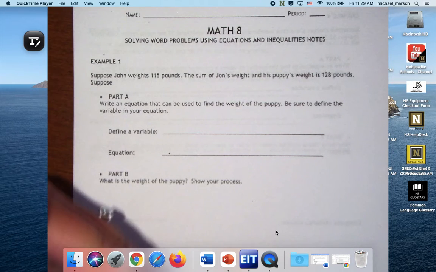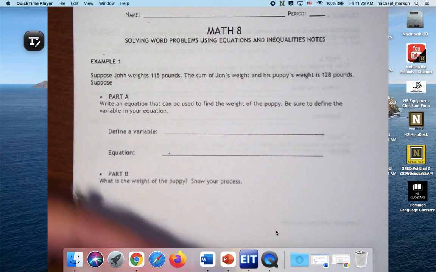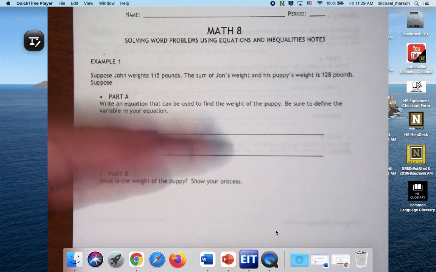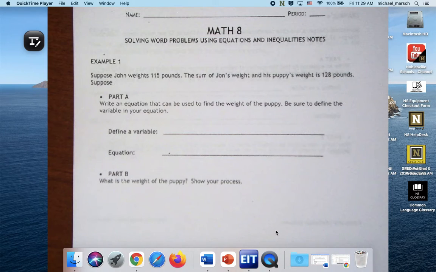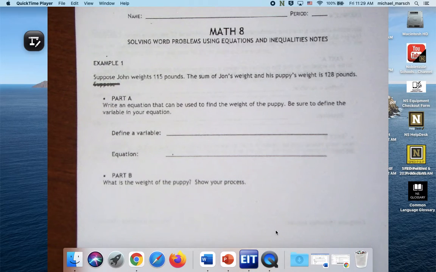It's a really good way to ease into finding the equation from the words and solving it. Okay, so John, cross out this second word, suppose. We don't need that. John weighs 115 pounds. The sum of John's weight and his puppy's weight is 128 pounds, right? So we have information. Awesome.